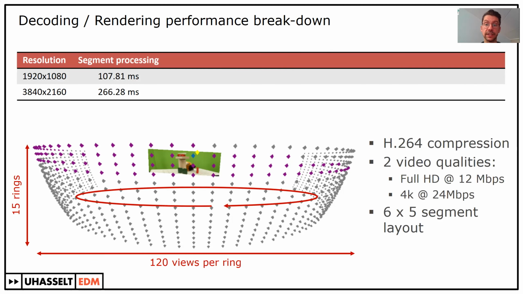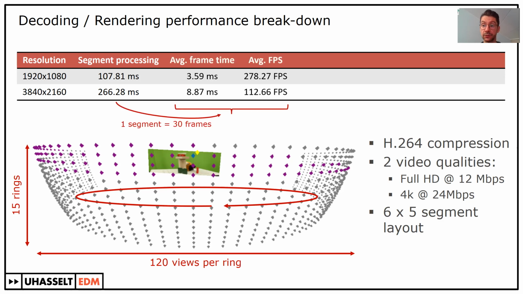The table at the top of this slide shows the average processing times for a single segment. And processing in this case includes the video decoding and other rendering-related operations. Keeping in mind that each segment contains 30 light field source views in this experiment, we get average frame times of 3.6 milliseconds for the Full HD variant of the dataset and 8.9 milliseconds for the 4K version of the dataset.